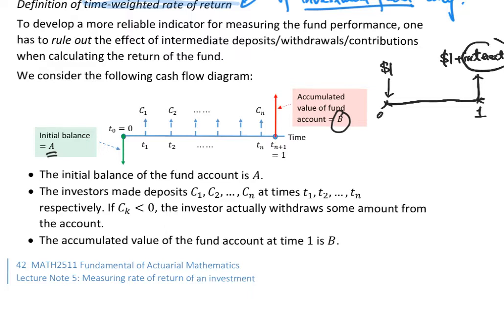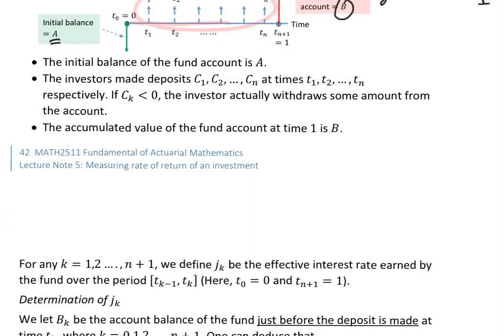Now, in order to do this, some people may say we can just consider the annual effective interest rate, but it looks like it doesn't work for our case, because in this year you also make some deposits, C1, C2, Cn, which also affect your final outcome. So in order to measure this properly, we have to try to rule out the effects of these deposits.